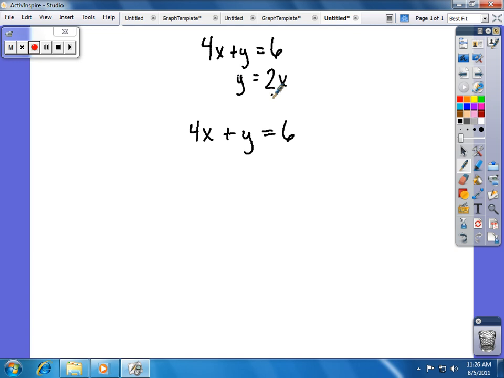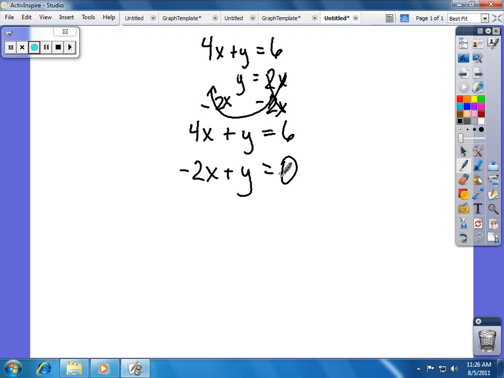So we're going to move this 2x over to this side. The way we do that is by subtracting 2x from both sides. So if we do that, then we have negative 2x plus y. And now over here, since these canceled out, we now have 0.